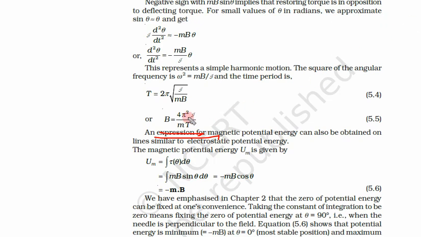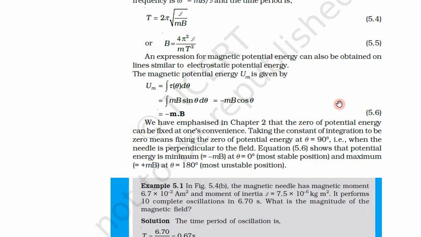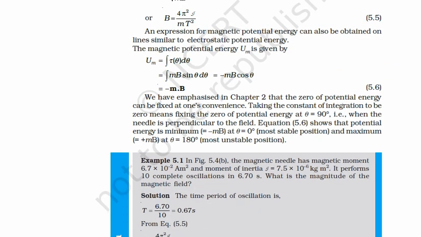The moment of inertia and magnetic moment are both known for the magnetic needle. This 4 pi square is a constant, this I is known, m is known. Just by measuring the time period of the oscillation, we can tell what the magnetic field is. If the magnetic field is small, then time period would be large. If the magnetic field is large, time period would be small, because there is an inverse relation. So remember this formula, this is a very important formula.